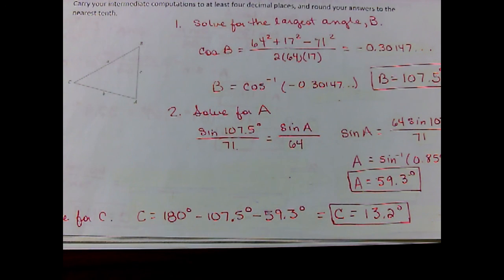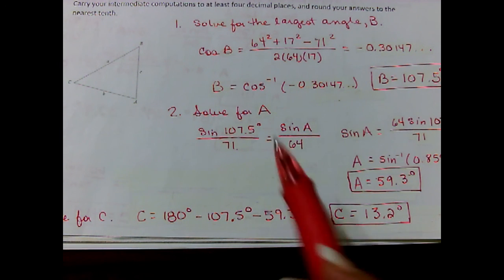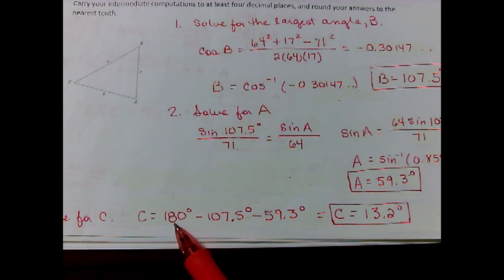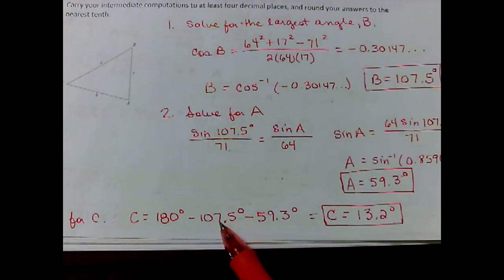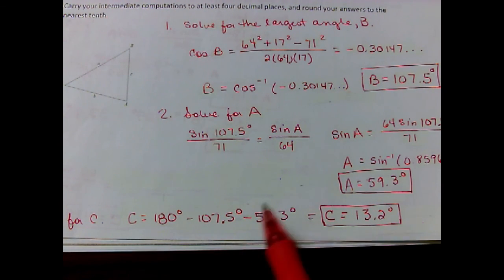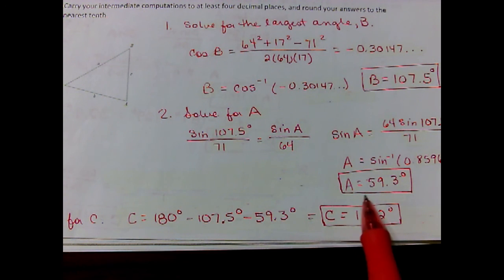The last step is to solve for angle C. You're going to get 180 degrees minus 107.5, that's angle B, minus 59.3, which is angle A, and you'll get an angle C equal to 13.2 degrees.